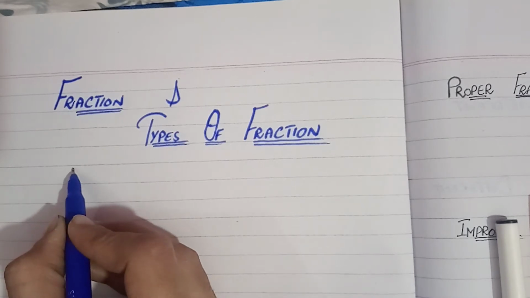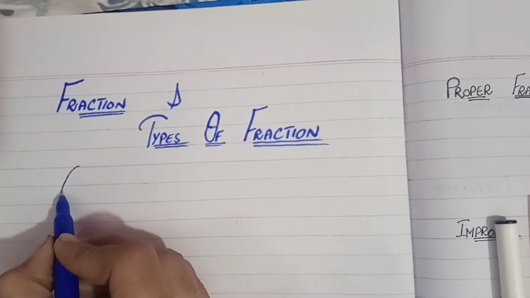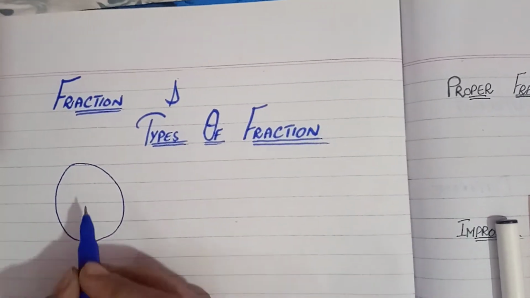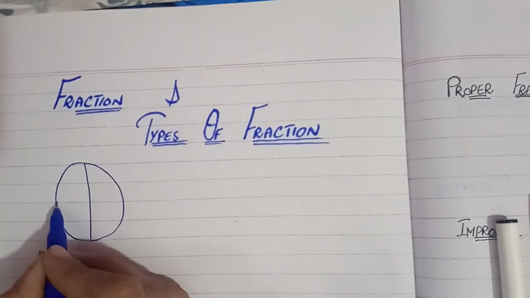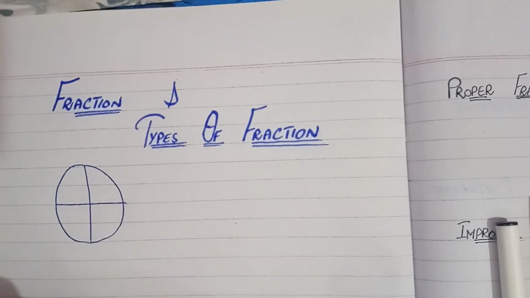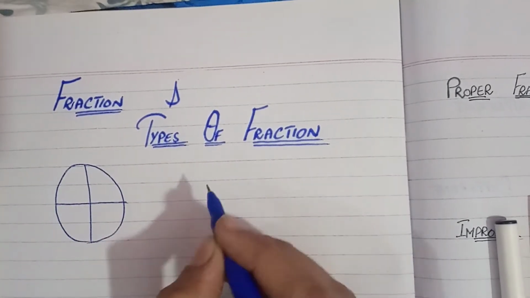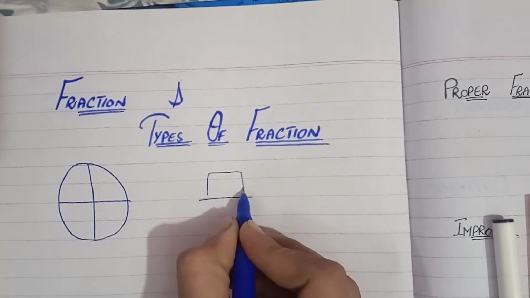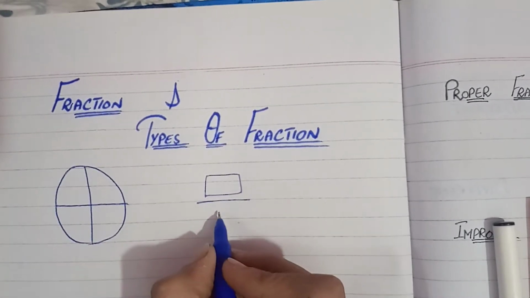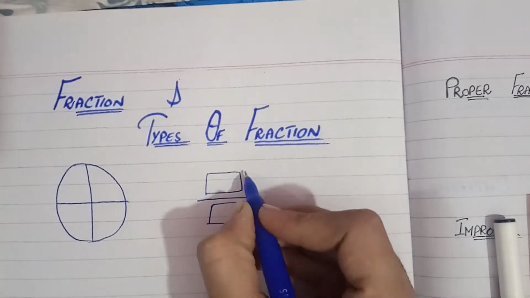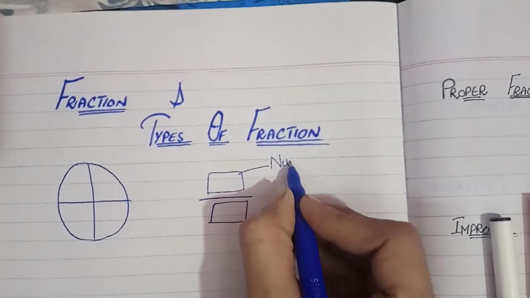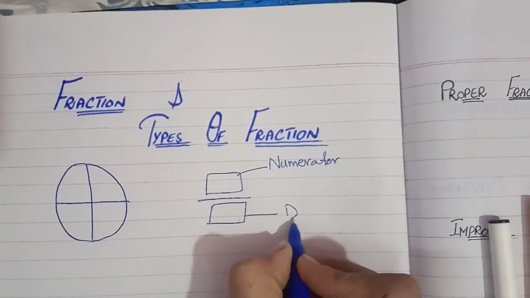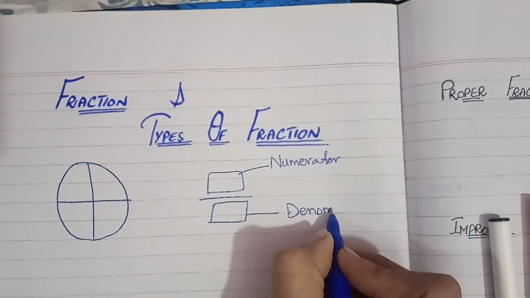Suppose we have a pizza, and we have divided it into four equal parts. Okay, in a fraction there are two parts: one part is called the numerator and the second part is called the denominator.